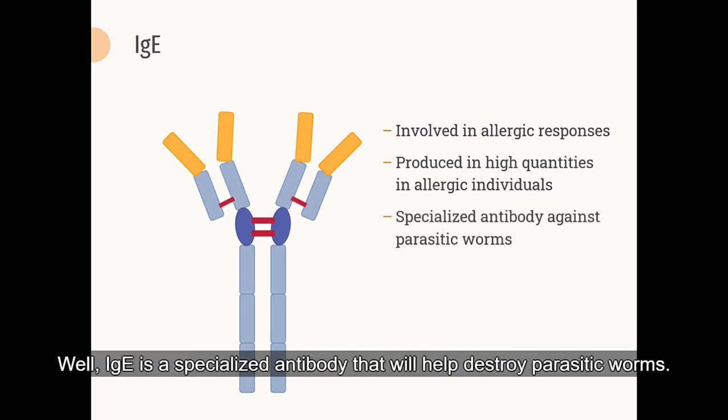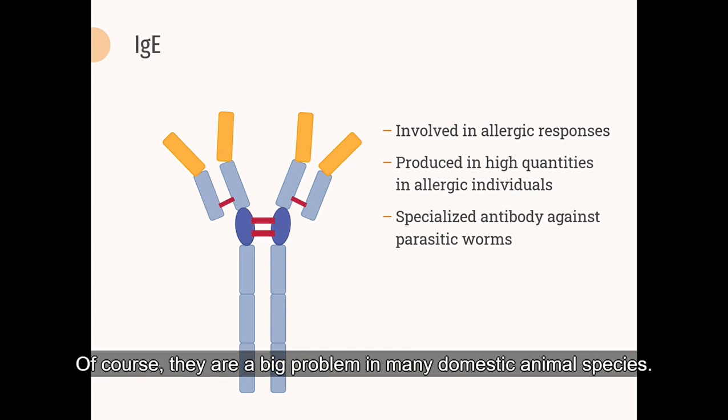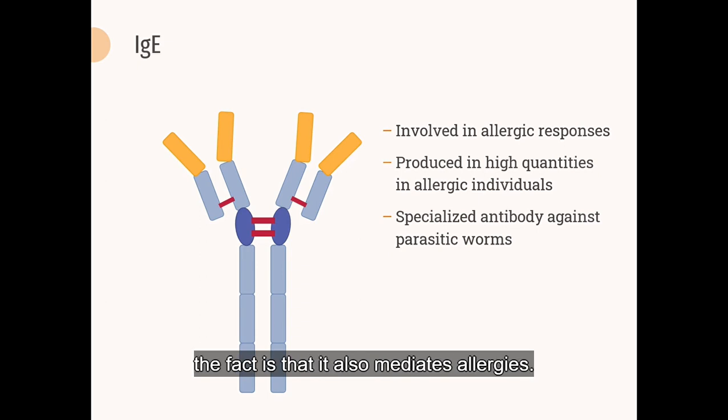Well, IgE is a specialized antibody that will help destroy parasitic worms. And of course, they're a big problem in many domestic animal species. So while the biological function of IgE is to protect us against worms, the fact is that it also mediates allergies.